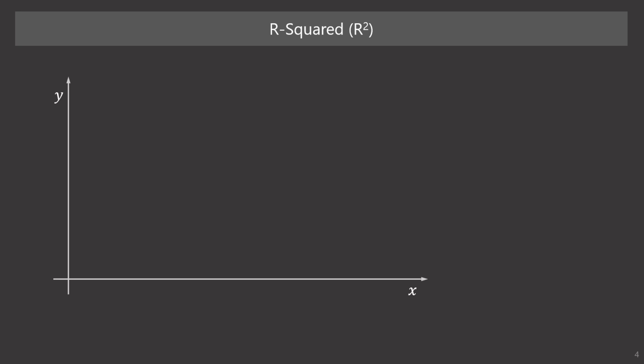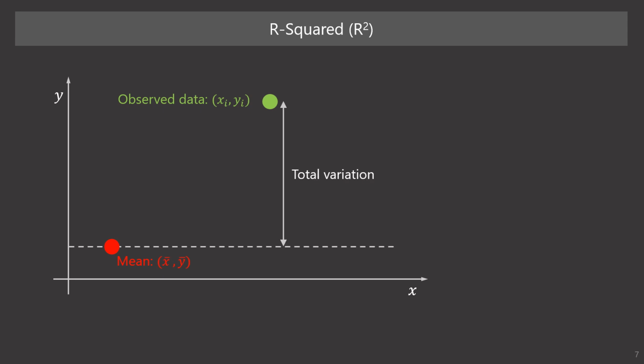Let's understand R-squared graphically. We have two variables, x and y. Suppose x is the predictor variable and y is the outcome variable. The green point represents an observed data point. Its x value is xi, and its y value is yi. The red point represents the point where both x and y equal their mean value. The difference between the observed y value and its mean value refers to a total variation.